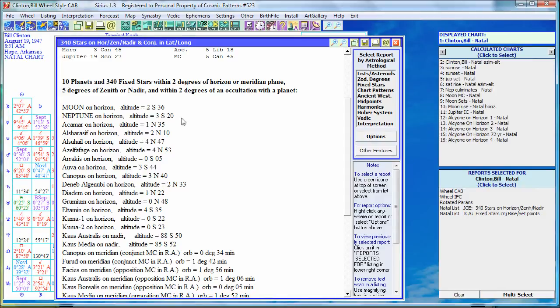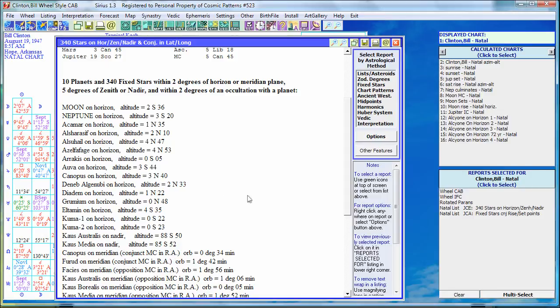Neptune, a little over 3 degrees. Got those in capital letters. And then the stars, all these different stars that were also on the horizon or the meridian plane. Canopus was on the meridian plane with only a 34-minute orb. And the orb is measured to the horizon in altitude, because that would be the distance from the horizon. And the orb to the meridian plane is measured in right ascension.